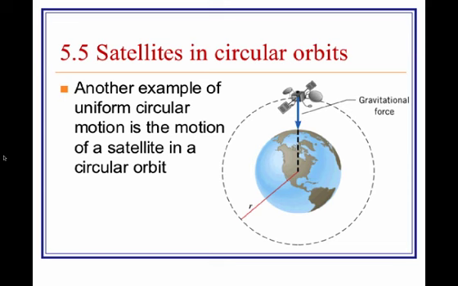In reality, what's happening is the satellite itself is falling down to Earth, but because it has some perpendicular velocity, it keeps moving along in a circular path. We'll revisit this in a second.